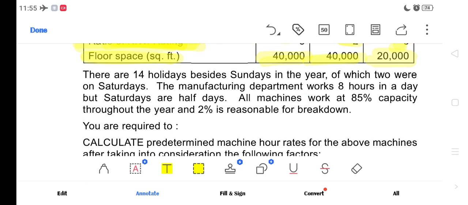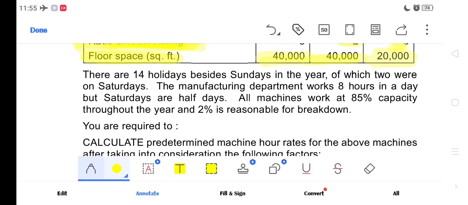Now there is some information here. He says there are 14 holidays besides Sundays in the year. Tell me one thing, how many Sundays are there in a year, guys? 52 only. So besides those 52 Sundays there are 14 holidays. Out of those 14 holidays, two were on Saturdays. Of those 14, two are Saturdays and the remaining 12 are other days.